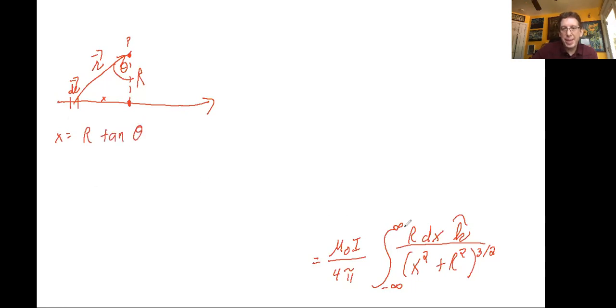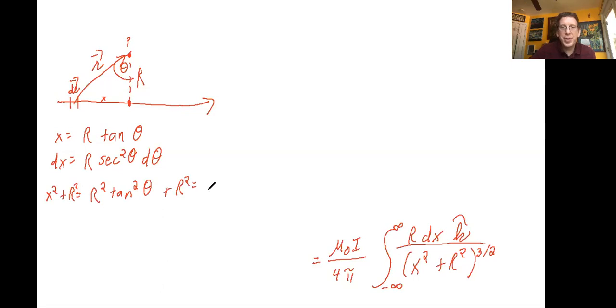So to differentiate that, because we're going to need dx, that's equal to r times the derivative of the tangent of theta, which is the secant squared theta. And then x squared plus r squared. This is a bit more complicated. So x squared plus r squared is equal to capital R squared tangent squared theta plus capital R squared, which we can factor out into capital R squared times tangent squared theta plus 1.